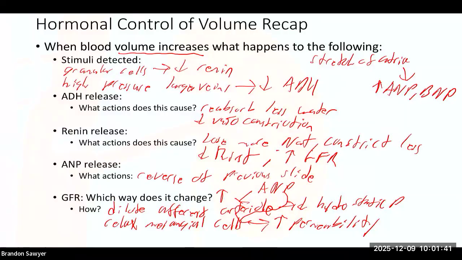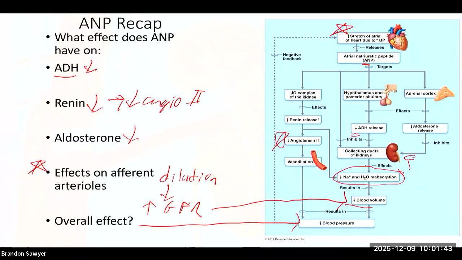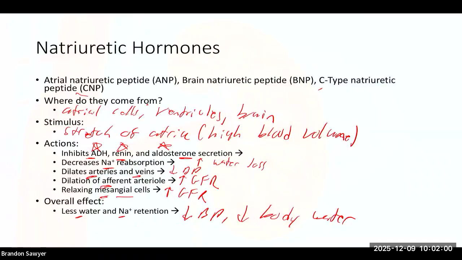All right, and so we can look back on this slide right here to look at the actions, right? It's going to block ADH release, decrease renin release, decrease aldosterone release, dilation of the afferent arterioles, and that relaxation of the mesangial cells, which I don't even know if I have written on there, but that is another effect of it. Maybe I have it on this slide. Yeah, I have it on that slide there.